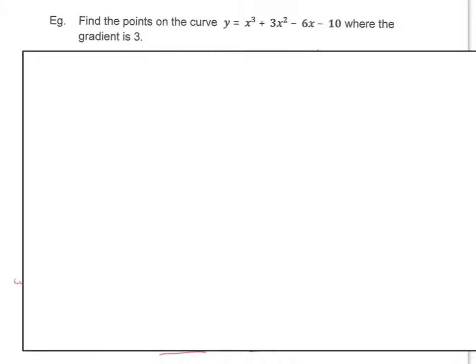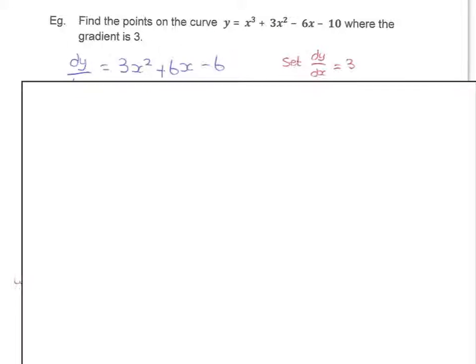So in this next example, it's just slightly different, but the same techniques apply. It's all about the gradient of a curve. Now, whenever a question's talking about the gradient of the curve, you need to be thinking about differentiating. However, in this question, it says find the points on the curve y equals x cubed plus 3x squared minus 6x minus 10, where the gradient is 3. So the question is telling you the answer to the differential. So what we're going to do is find the differential of the curve and set it equal to 3.